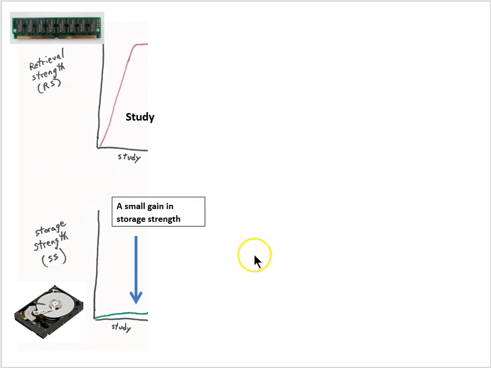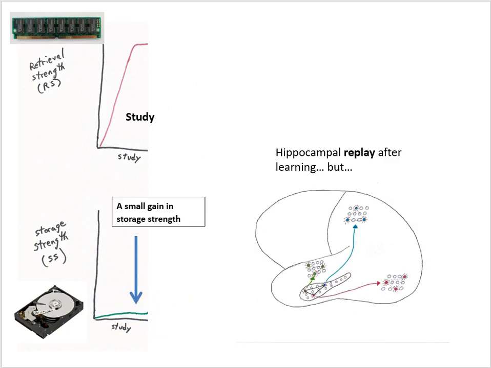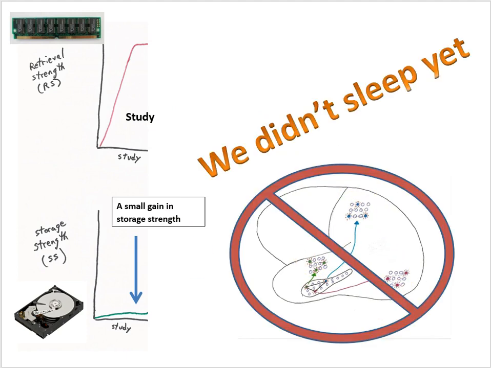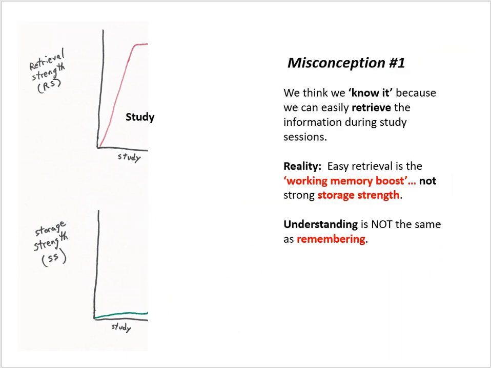And that is a mistake, because with the first study session, the high retrieval strength is going to be due to the working memory boost. We have yet to do systems consolidation, so we have only a marginal impact in the storage strength. Now, it is true that after studying, there will be some hippocampal replay, and the cortical memory traces will start to show an increase. But again, we haven't gone to sleep yet, where much of the system consolidation is happening. So if we're just studying, we haven't yet made all of the gains in storage strength that occur during sleep. This leads us to misconception number 1.